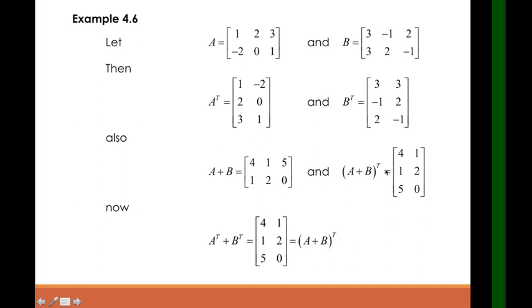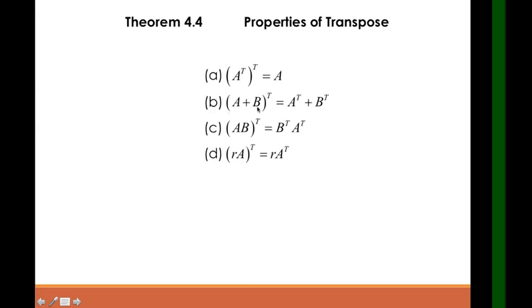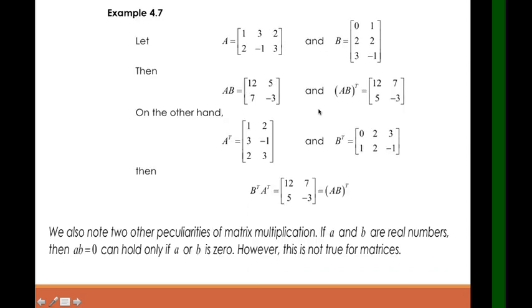So, kung ano yung answer natin dito, similar lang yung answer natin dito. Because, based on the property, similar lang sila. They are just equal. Alright?